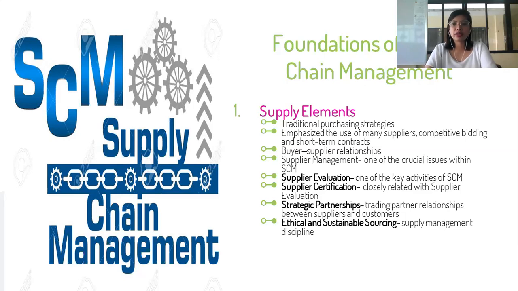We have here the traditional purchasing strategies. This emphasizes the use of many suppliers, competitive bidding, short-term contracts, and buyer-supplier relationships. Supplier management is one of the crucial issues within supply chain management. We need to be sure that the suppliers are evaluated and certified. Then strategic partnerships: you need to build these strategic partnerships with your trading partners, and then ethical and sustainable sourcing within the supply management discipline. Okay, so these are the factors that need to be considered under supply chain management.